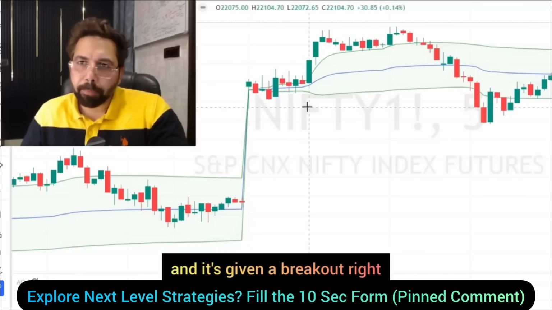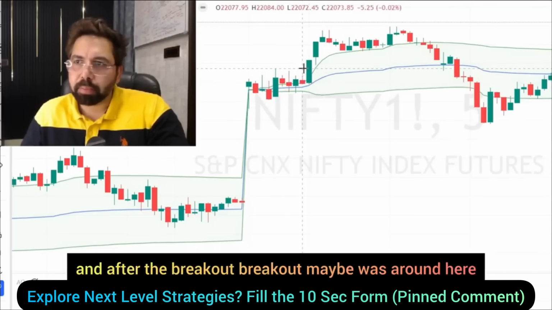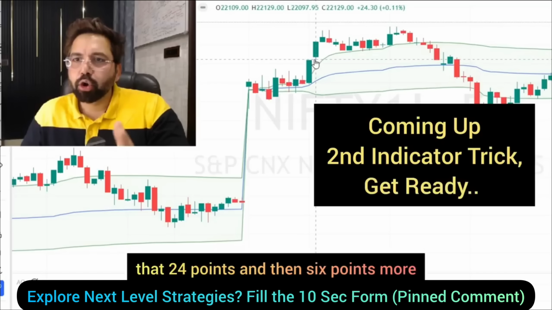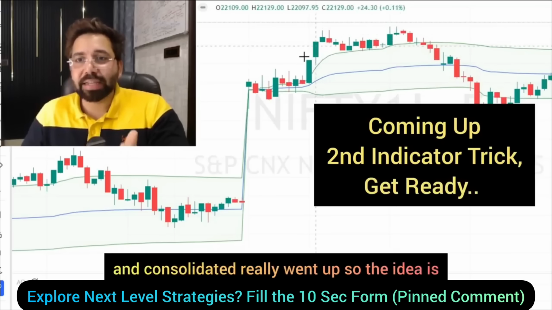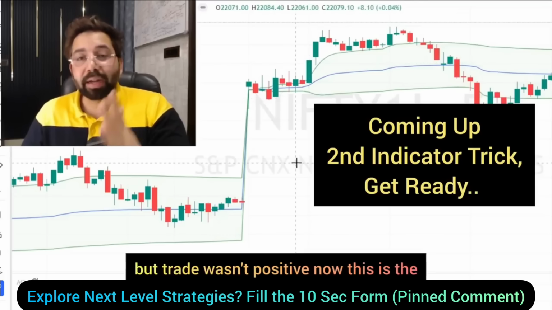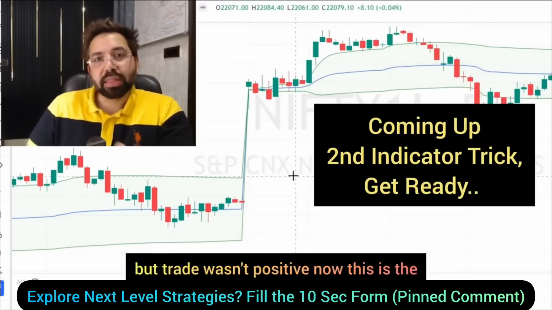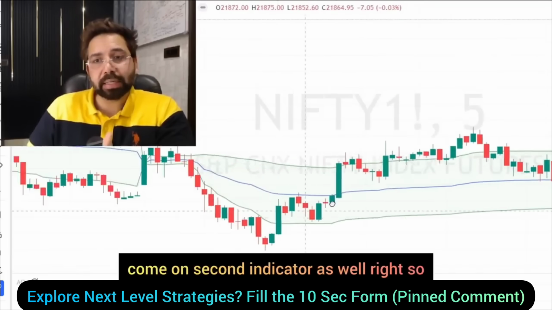Now you see, and it's given a breakout, right? And after the breakout, maybe around here, what do you see after that? 24 points and then 6 points more, and it really went up. So the idea is that we made money. How much? Maybe 1:1, but the trade wasn't positive. Now, this is the first indicator I'm telling you. I'm gonna come to the second indicator as well, right?